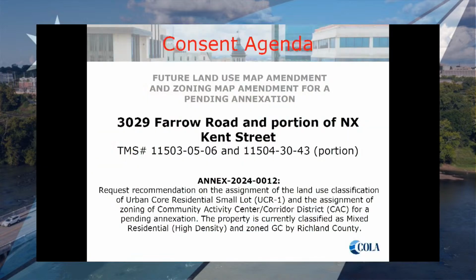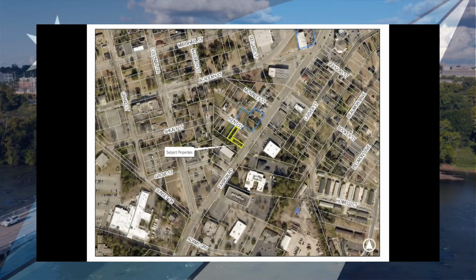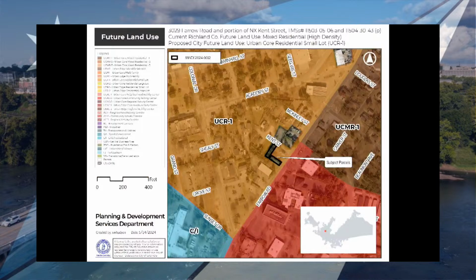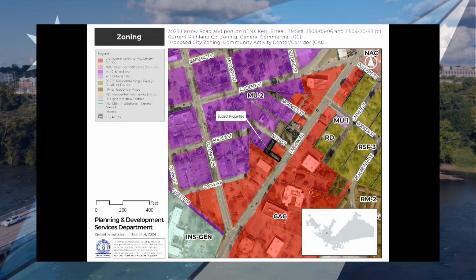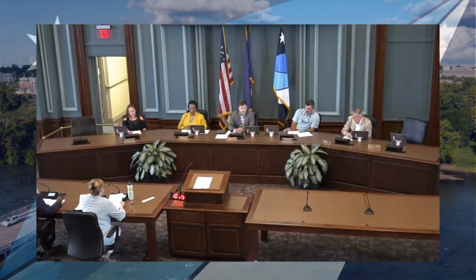The next case is number 3, Annex-2024-0012, 3029 Farrow Road, and a portion next to Kent Street. Request recommendation on the assignment of the land use classification of Urban Core Residential Small Lot, UCR1, and the assignment of zoning of Community Activity Center Corridor District, CAC, for a pending annexation. The property is currently classified as mixed residential high density and zoned GC by Richland County. Is there anyone here to speak about the Farrow and Kent Road properties?